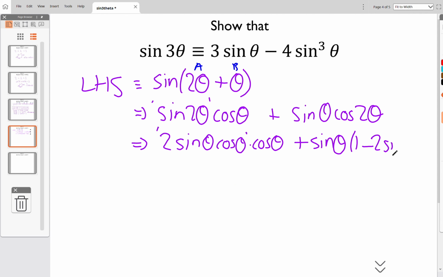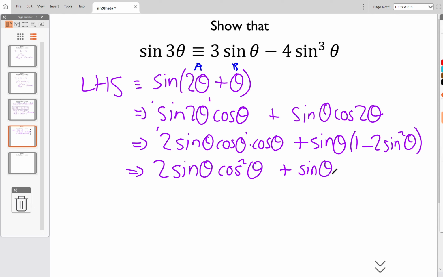And so now we've replaced our double angles with their single angle versions. So we multiply out: cos times cos is cos squared, so we get 2 sine theta multiplied by cos squared theta, and we get plus sine theta minus 2 sine cubed theta.